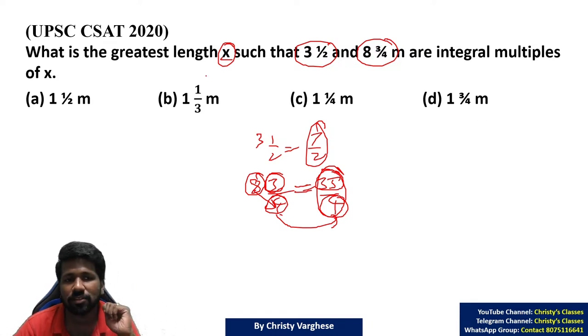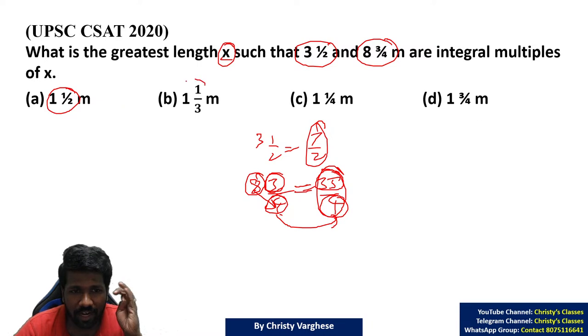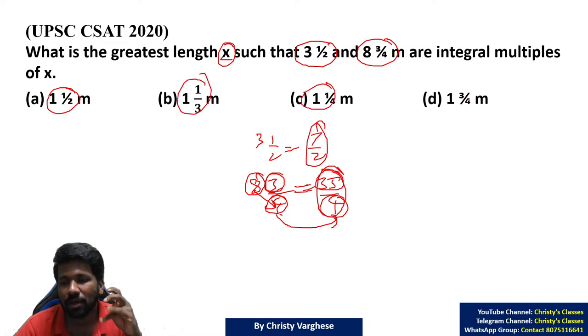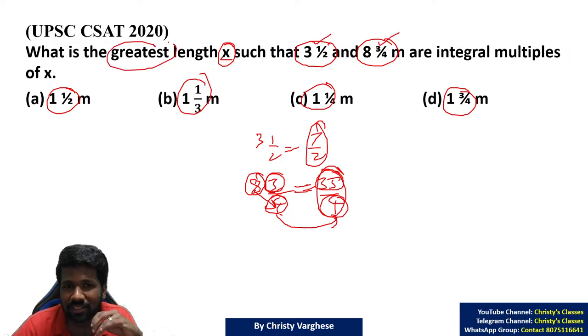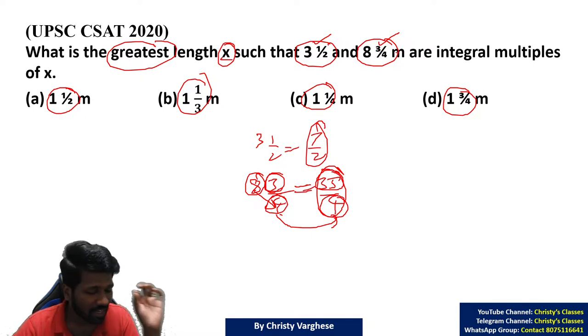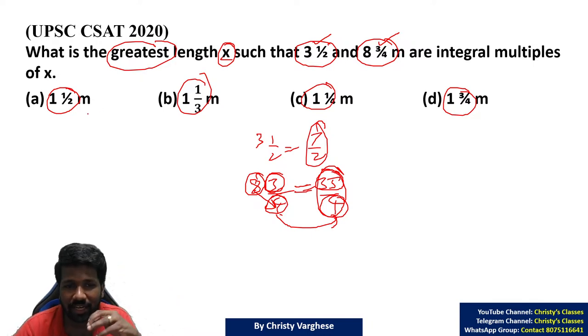3.5 and 8 3/4 are factors of x. So which number is like that? Is it 1.5? Is it 1 and 1/3? Is it 1 and 1/4? Is it 1 and 3/4? That is a factor of 3.5 and 8 3/4. Greatest factor means highest common factor.